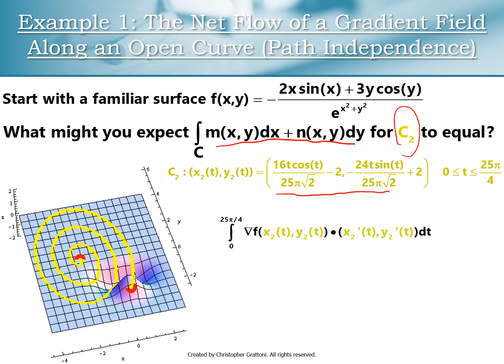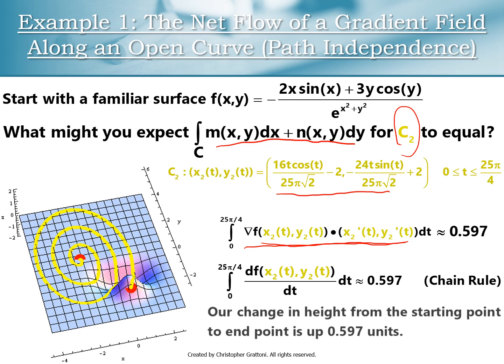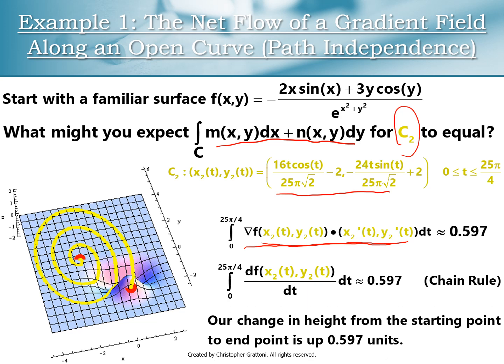So I did the integral of field dot tangent for this x2 of t, y2 of t, where t goes from 0 to 25 pi over 4. And Mathematica spits out 0.597 again. Your net change in altitude is up about half a kilometer. Now again, was it a great idea to have Mathematica compute this path integral? Not necessarily, because we have a piece of given information in this problem that would probably make this calculation easier, but we're going to ignore that for a second. And again, our change in height from our starting point to our ending point is up about 0.5 kilometers.